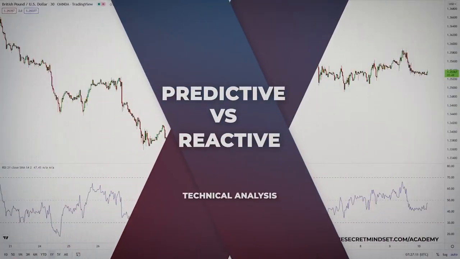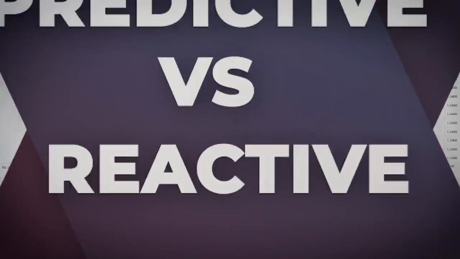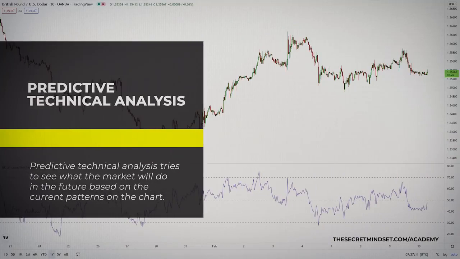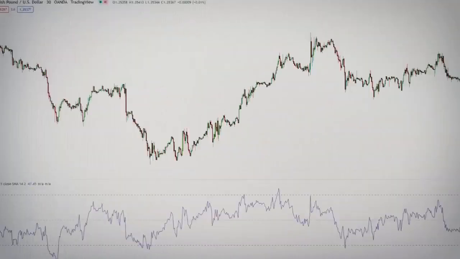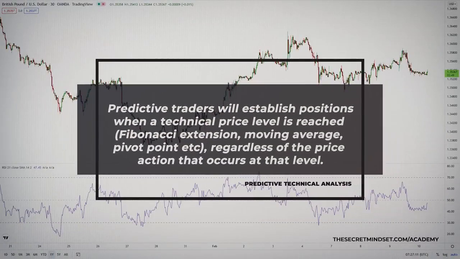There are two types of technical analysis: predictive and reactive. Predictive technical analysis tries to see what the market will do in the future based on the current patterns on the chart. Reactive technical analysis uses current signals in the price action or indicators for buy and sell decisions to create good risk-reward ratios and to go in the direction of the current trend. Predictive traders will establish a position when a technical price level is reached, a Fibonacci extension, a moving average, a pivot point for example, regardless of the price action that occurs at that level.